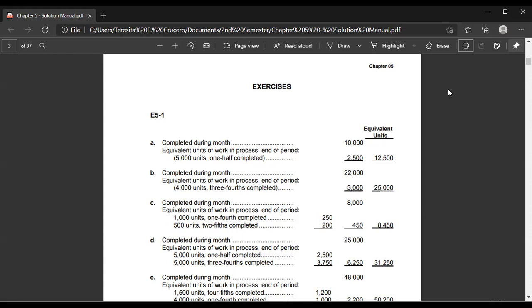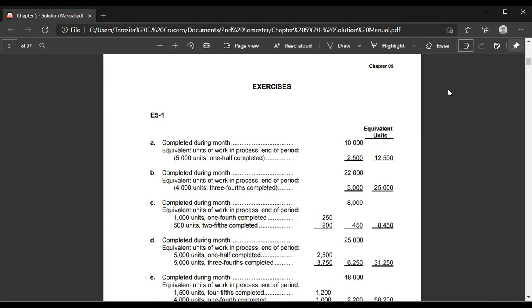Now we go to letter B, units completed during the month, 22,000. And then we have the work in process at the end, 4,000 units. The work done is 3/4. So the total is 25,000.